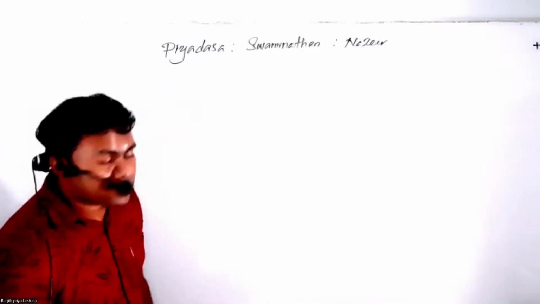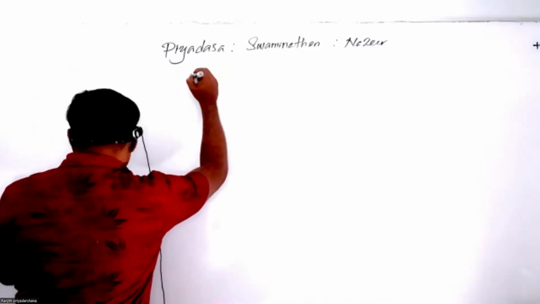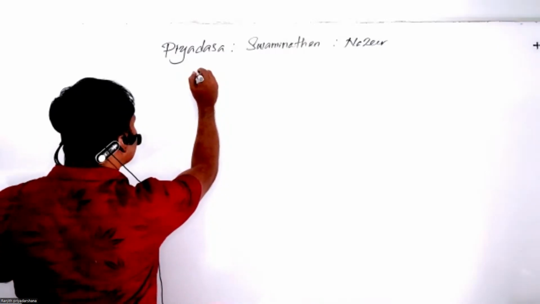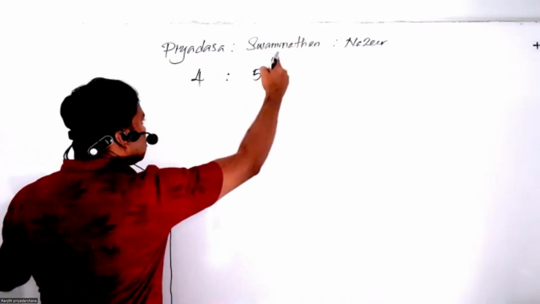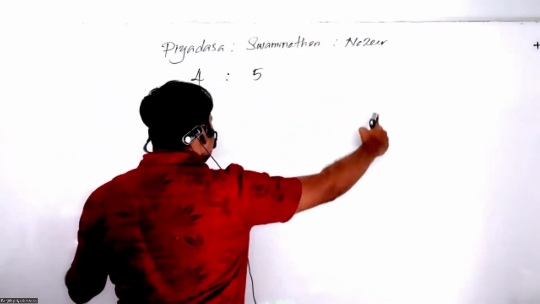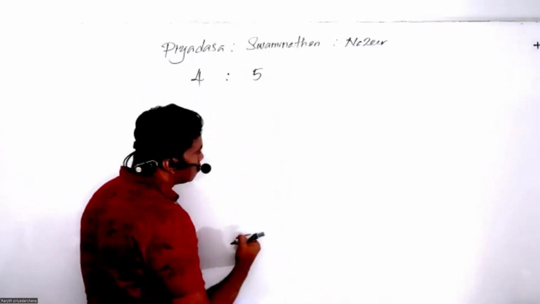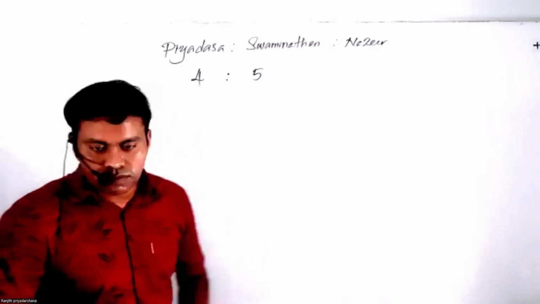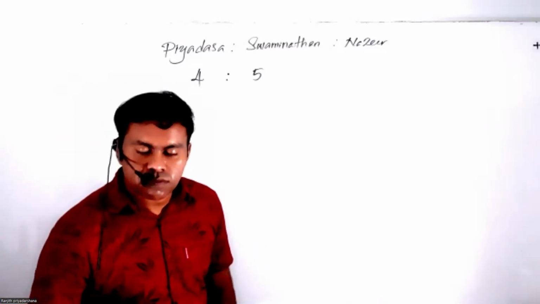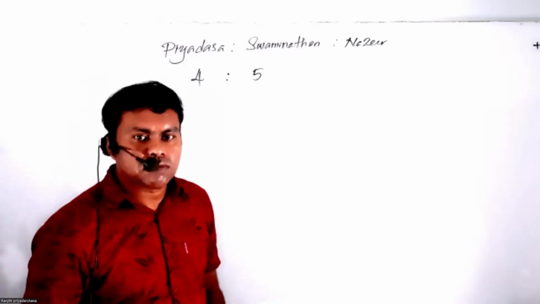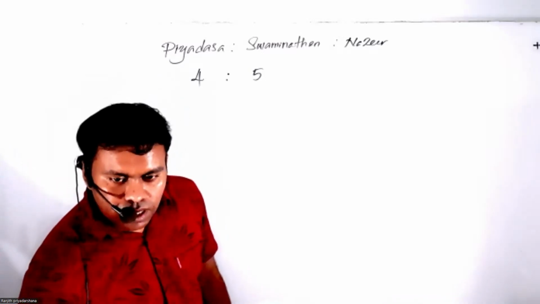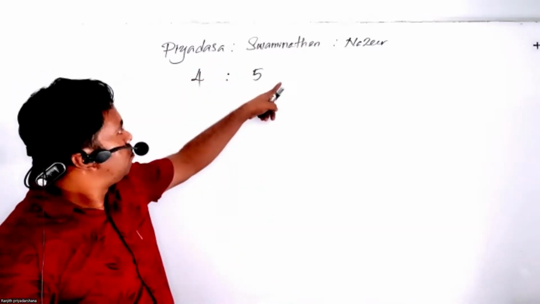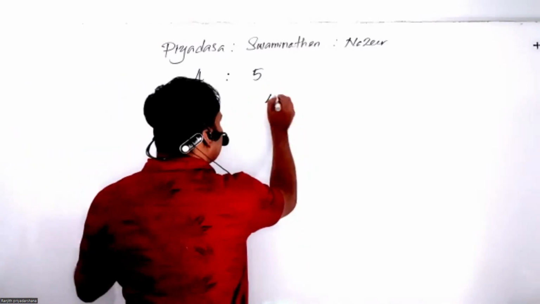So their ratios. Can you tell me, Piyadasa? So what's that? 4 to 5. Swaminathan to Nazir? 5 to 6. Is that so? 5 to 6? No, sir. Sir, I have to check. Piyadasa to Swaminathan, 5 to 6. Swaminathan to Nazir, 4 to 5. Yes, that's 4 to 5.